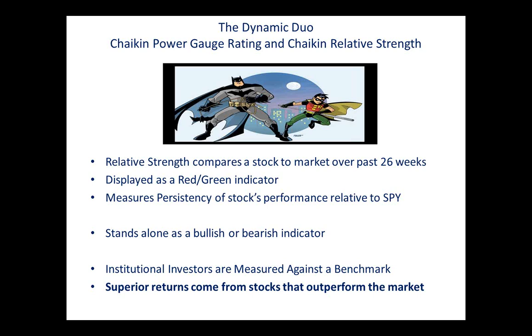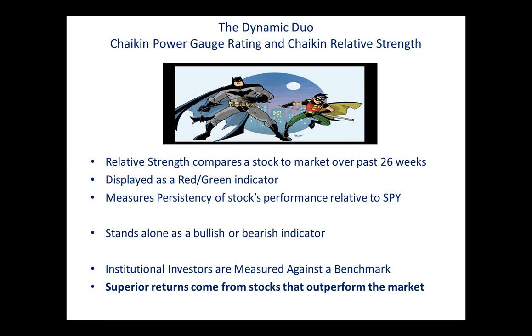Absolutely. All right. So now we're getting into the one cartoon of the day, our dynamic duo. You saw me point a couple of times to the bottom of the screen and talk about the power gauge rating and relative strength and having them match. Relative strength essentially compares the stock to the market over a 26-week period. So it's saying, how did this stock do compared to the market as a whole? It's displayed as that red-green indicator, and it's effectively measuring the persistency of the stock's performance relative to the SPY or the S&P 500. It stands alone as a bullish or bearish indicator. There have been, as I mentioned earlier, a lot of white papers, a lot of academic work, and a lot of products and companies all focused on this as a key indicator.